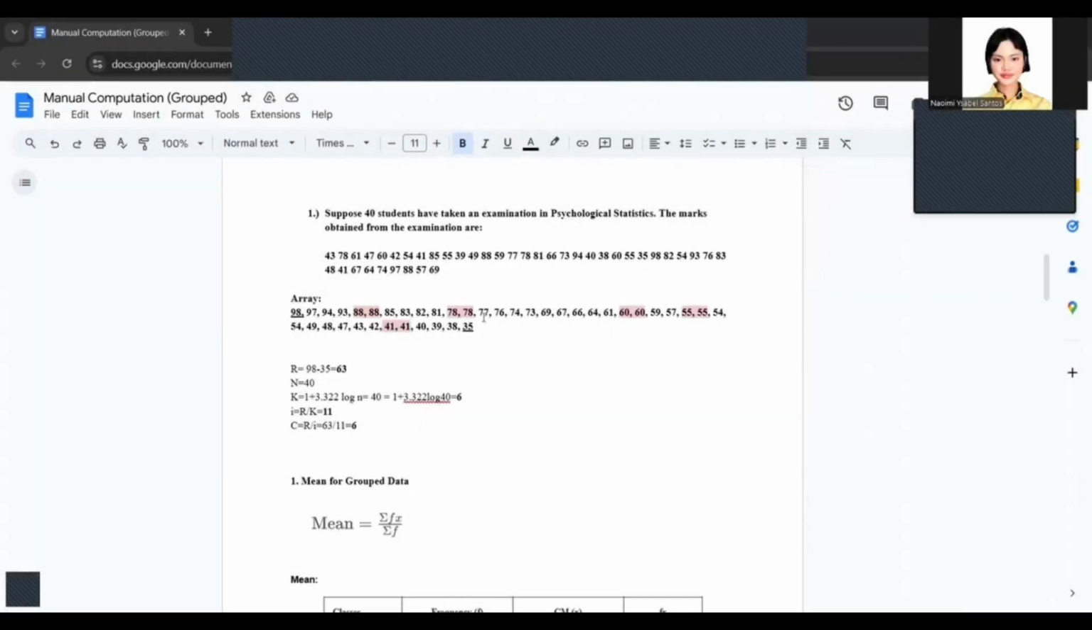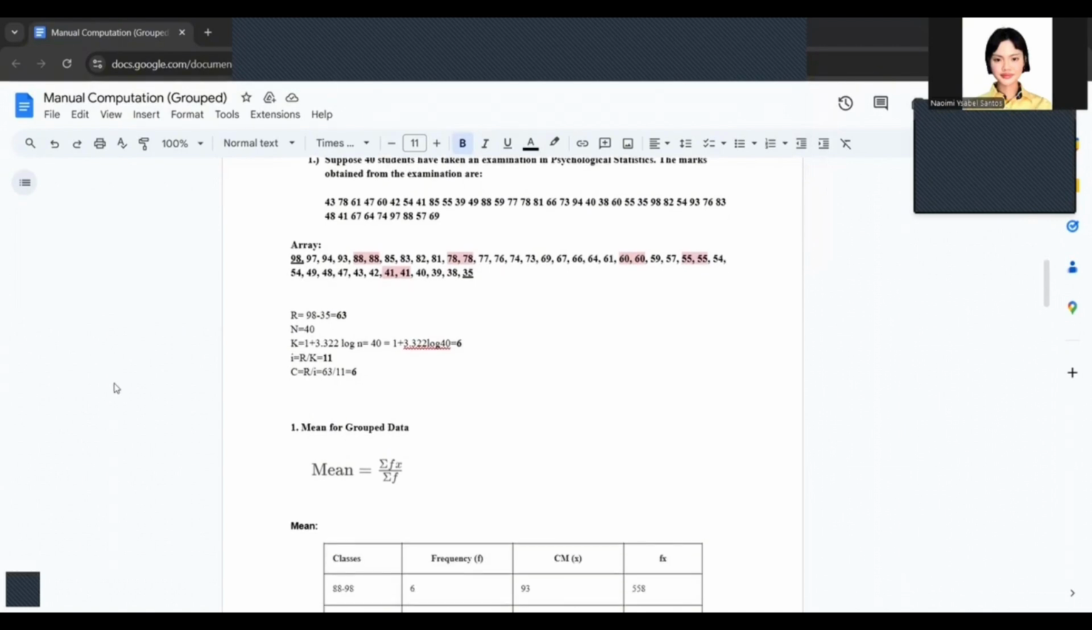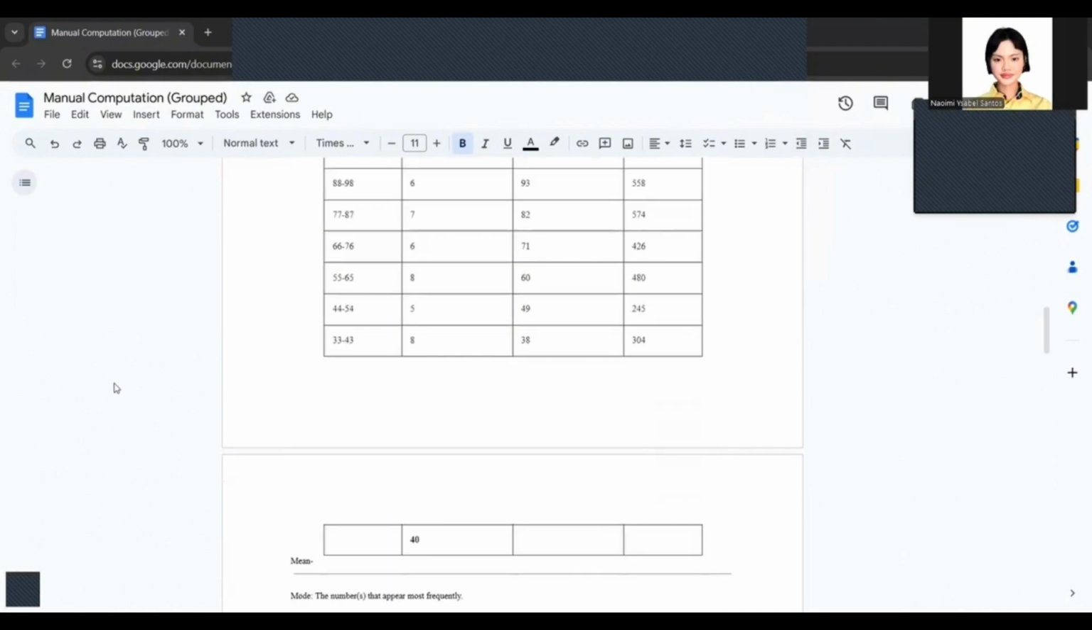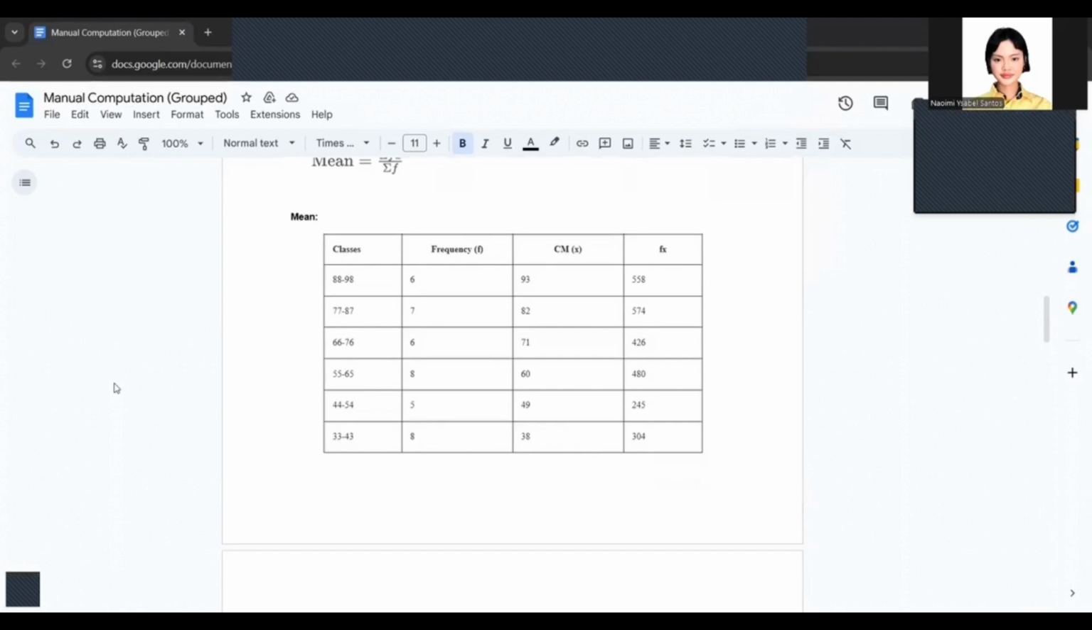Good day, everyone. Once again, I am Mary Santos, and I am back to teach you the manual computation for mean, median, and mode for grouped data. The given example will be used throughout the entire tutorial. So let's say we have the data set in our FDT in grouped data, and we want to identify the mean, median, and mode. We will use the FDT in grouped data as our guide.